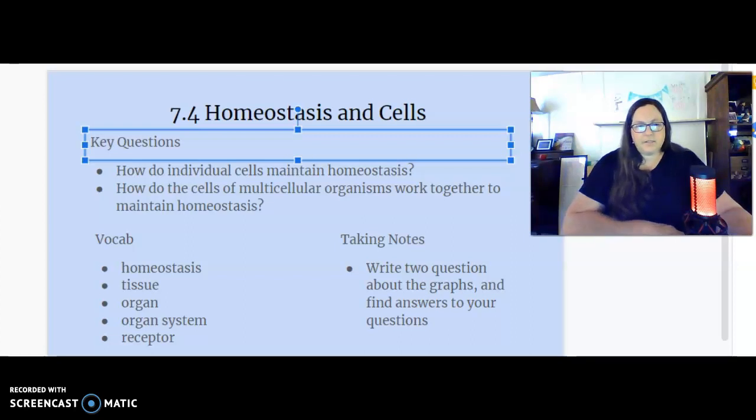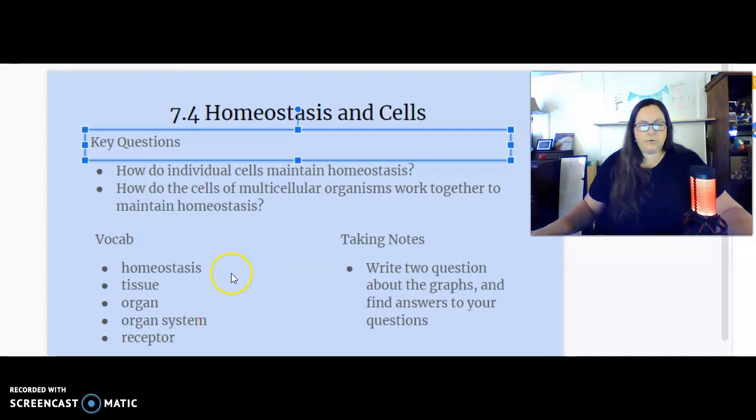Hi everyone, this is lesson 2. We're going to talk about homeostasis and cells. So, key questions from your book: how do individual cells maintain homeostasis? And how do the cells of multicellular organisms work together to maintain homeostasis?